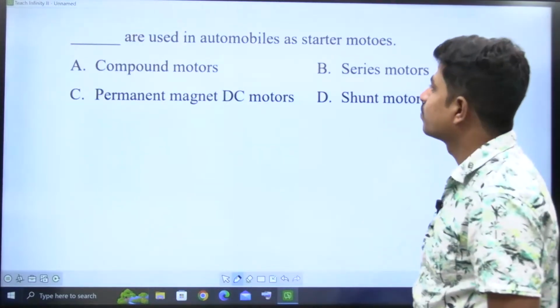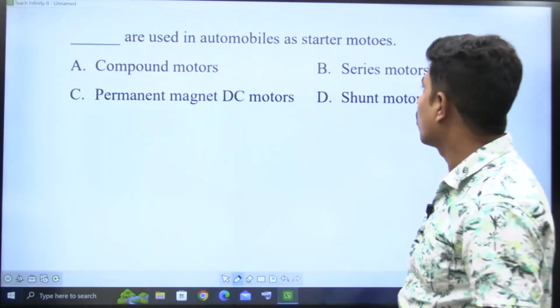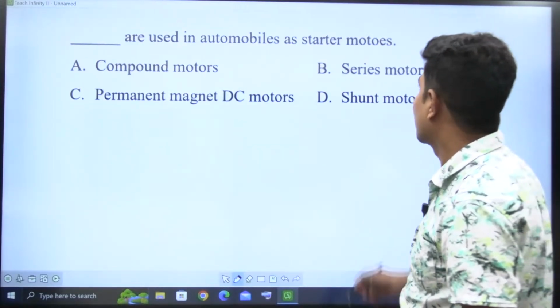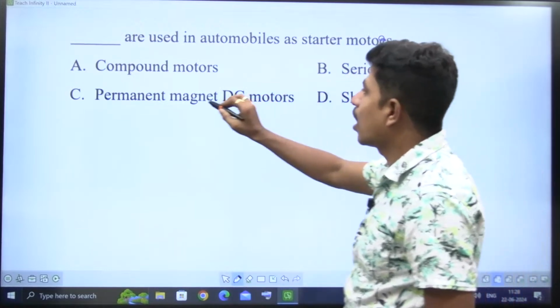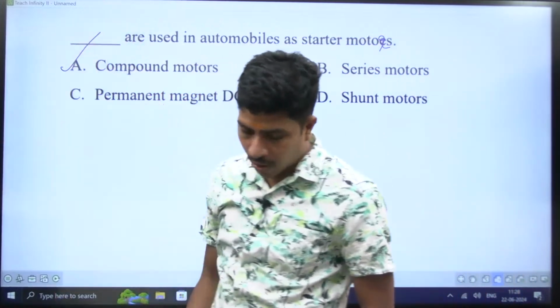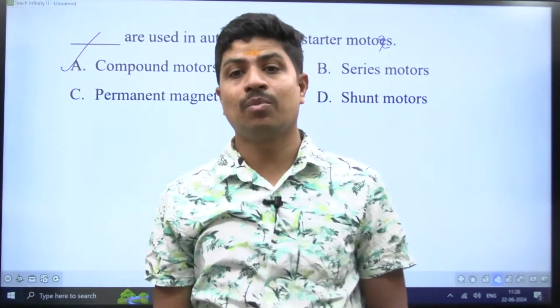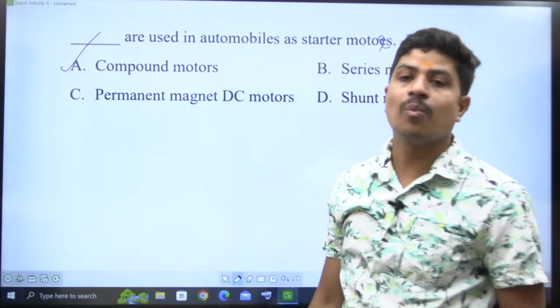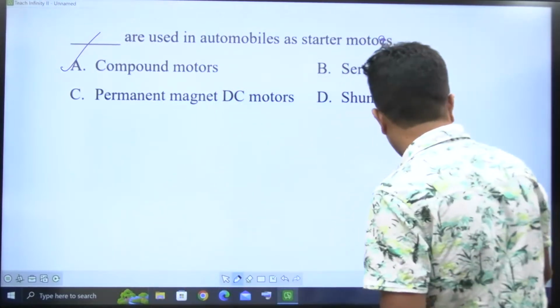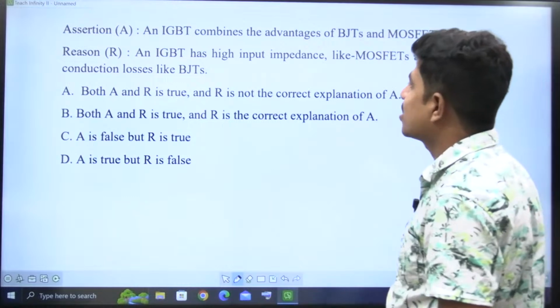Next question, please. Dash are used in automobiles as starter motors. Compound motors are used in automobiles as starter motors. Yes, DC compound motors are used. Okay. Next question, please. Assertion and reason.